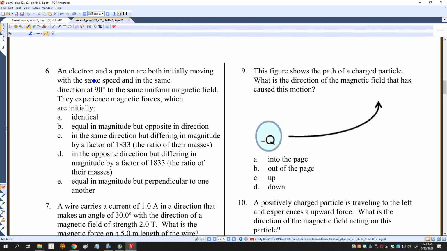Okay, so they're traveling orthogonal, same speed, same direction, and the same magnetic field. The magnetic forces, because the electron has a negative charge and the proton has a positive charge, will be equal in magnitude but opposite in direction. C and D are referring to they have a different ratio of masses, so that will affect their acceleration, by the way. Their acceleration would be different, like in this way.